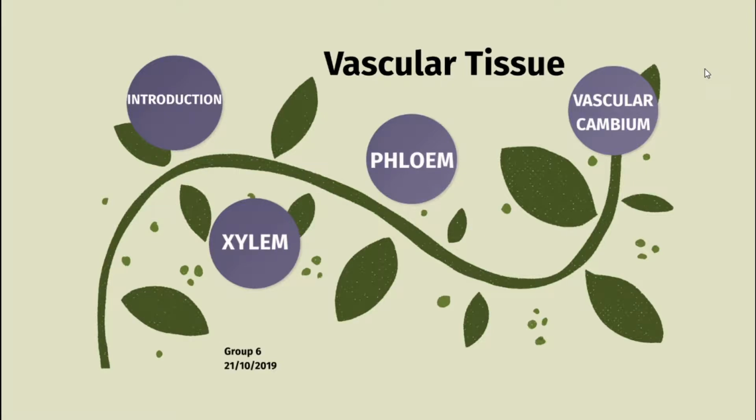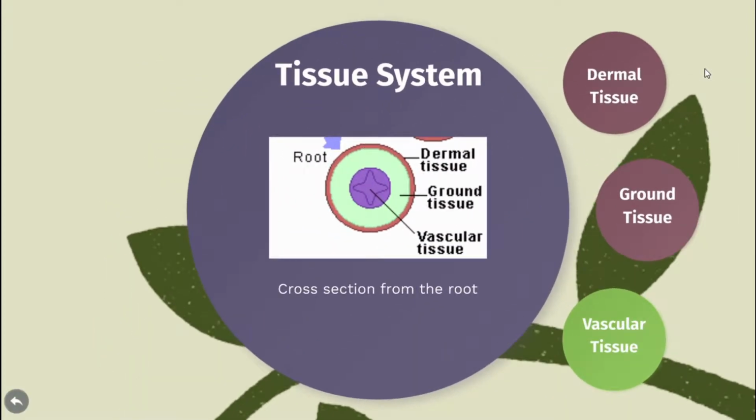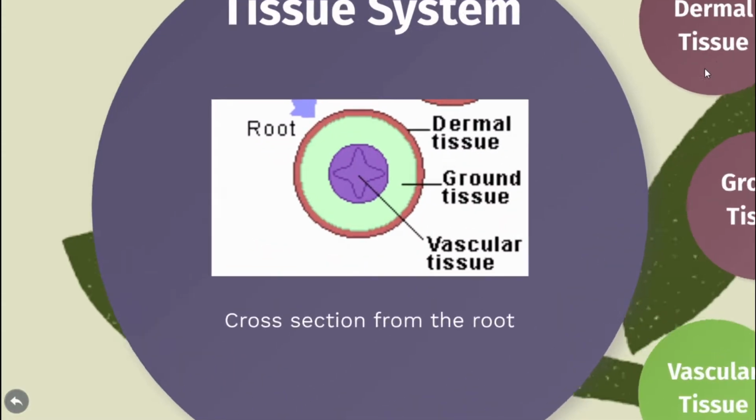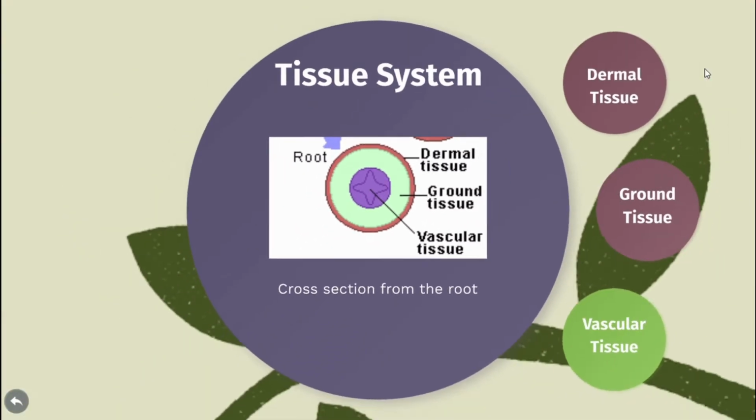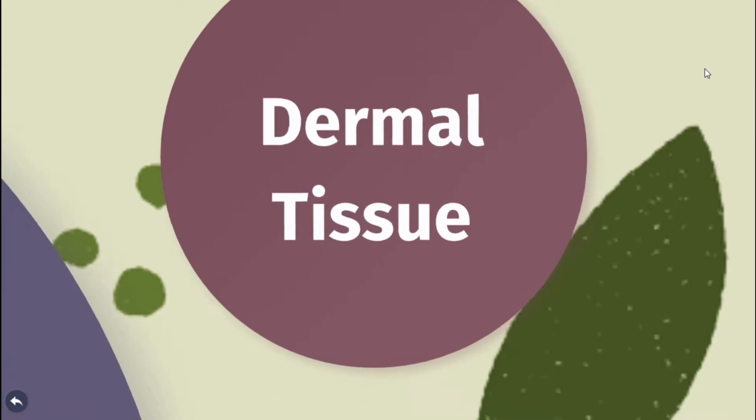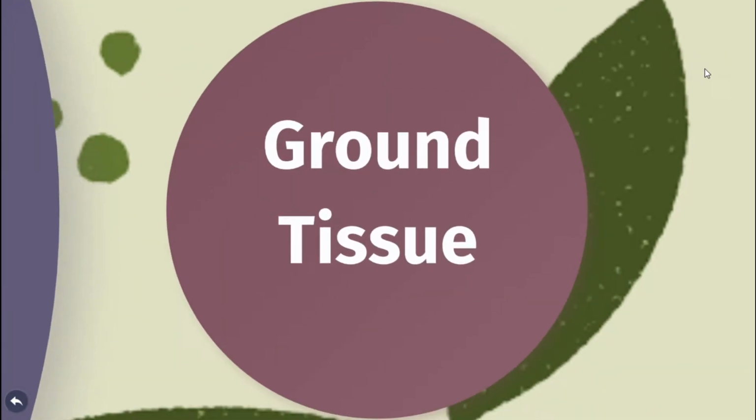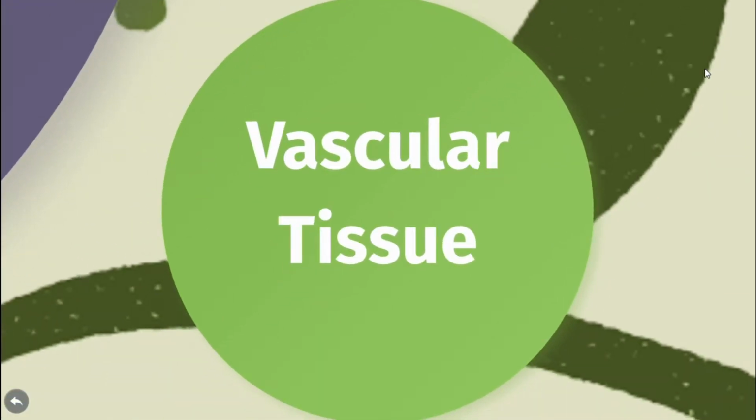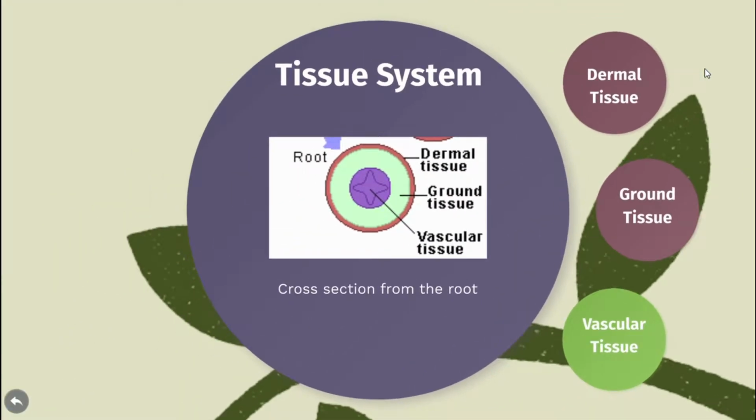Vascular tissue. It is the essential part for all herbaceous plants. Let us start with an introduction to this tissue. In a plant, its tissue system is divided into three parts: dermal tissue, ground tissue, and vascular tissue.